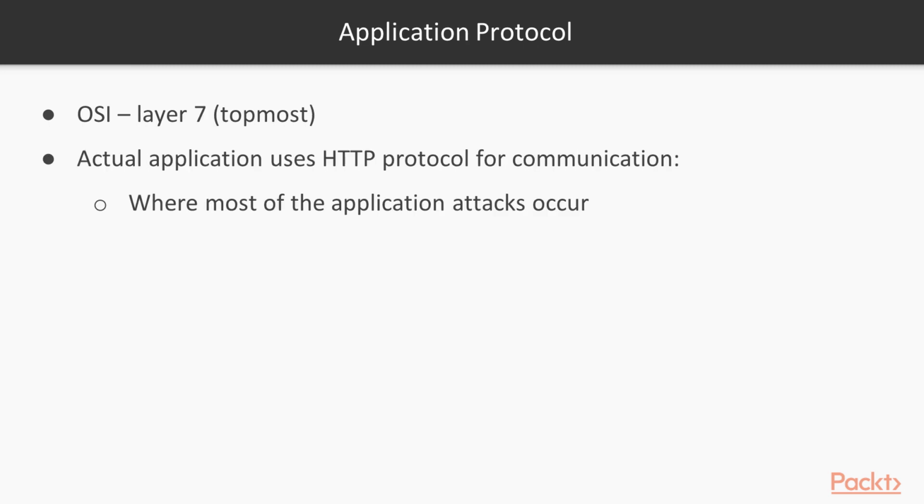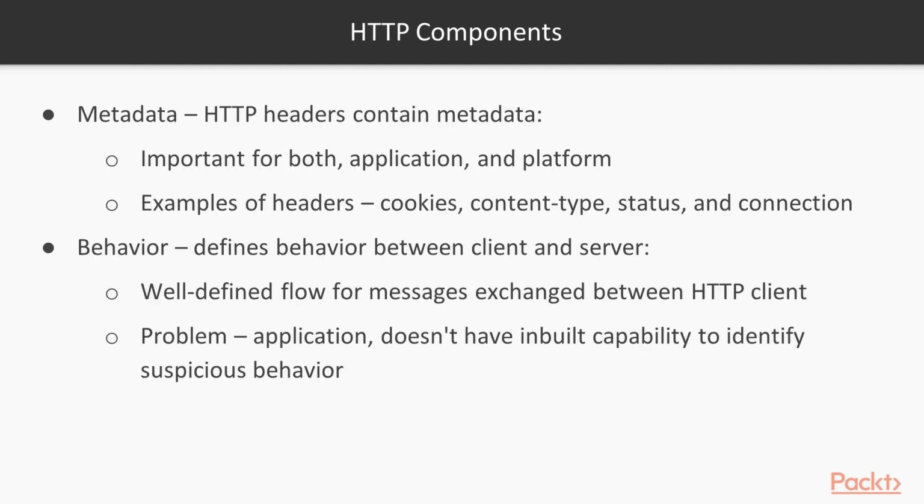Now we will look at the application protocol. In Layer 7, that is the topmost layer of the OSI network model, the actual application resides and uses the HTTP protocol for communication, which is where most of the application attacks occur. HTTP, that is Hypertext Transfer Protocol, has mainly these two components. One is metadata. HTTP headers contain the metadata, which is important for both the application as well as the platform. Some examples of headers are cookies, content type, status, connection, and so on. This defines the behavior between the client and the server.